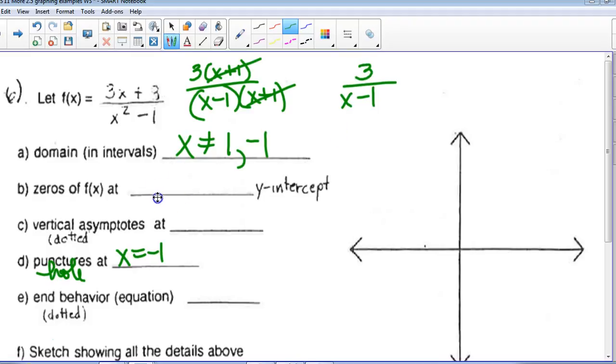So does it have a 0? Can the top ever be 0? If I plug in a 0, what will I get out?